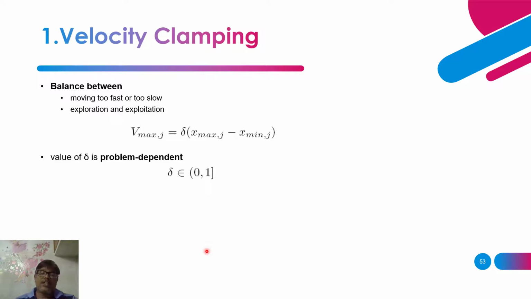And so that will decide, and because of this parameter, your velocity clamping maintains the balance between too fast and too slow, as well as exploration and exploitation. Now we'll move to the second type, that is inertia weight.